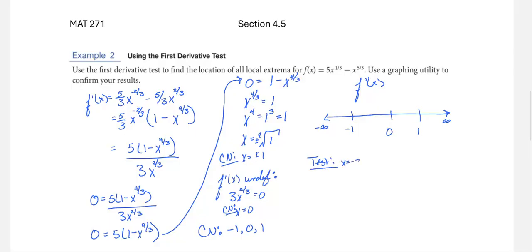So now let's test numbers. Let's plug in a -2. If I plug a -2 in to test this interval, remember it's going here, I'm going to have 5 times 1 minus -2 to the 4/3 over 3 times -2 to the 2/3. I want to know, am I getting out a positive or a negative?